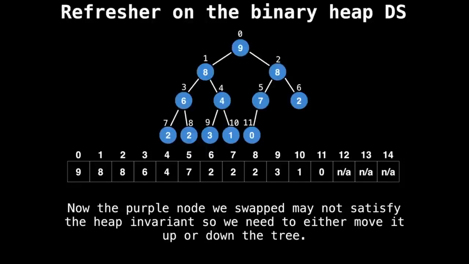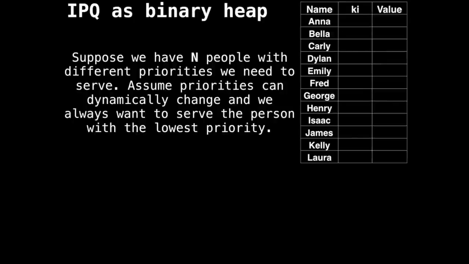Now let's talk about implementing an indexed priority queue with a binary heap. For the following examples, suppose we're dealing with n people with different priorities that we need to serve. Perhaps we're prioritizing people for a queue at a hospital, a waiting line at a restaurant, or who knows what. The main thing is we'll assume that the values can dynamically change and that we always want to serve the person with the lowest priority.